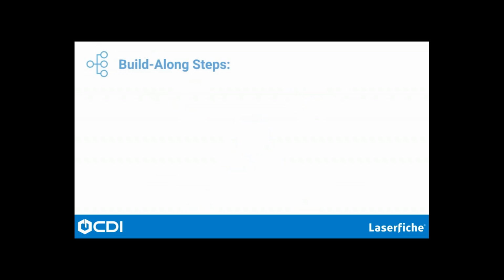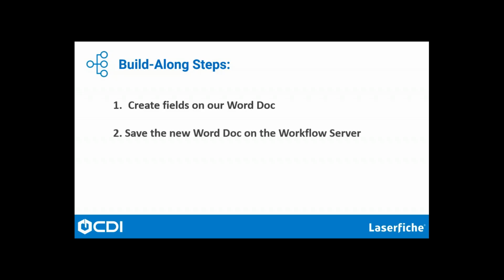To help you follow along a little bit, we're going to begin by creating fields within our Word doc. We're going to take that example of an employee agreement, identify which fields we want to update with the metadata that's captured in Laserfiche. We're then going to save that Word doc onto the workflow server so we can easily access it from workflow and use that to automatically fill the different fields. We're then going to build the workflow step by step that's going to automatically update all of those fields we recognize in step one.